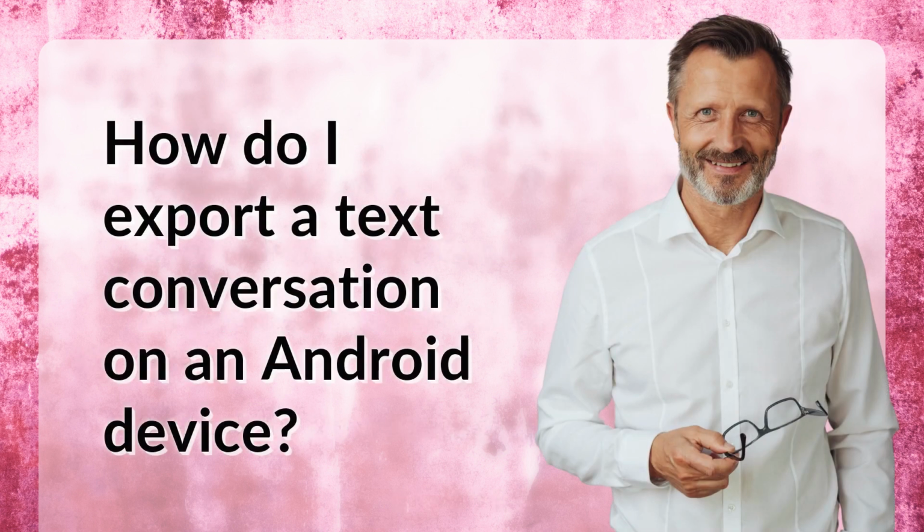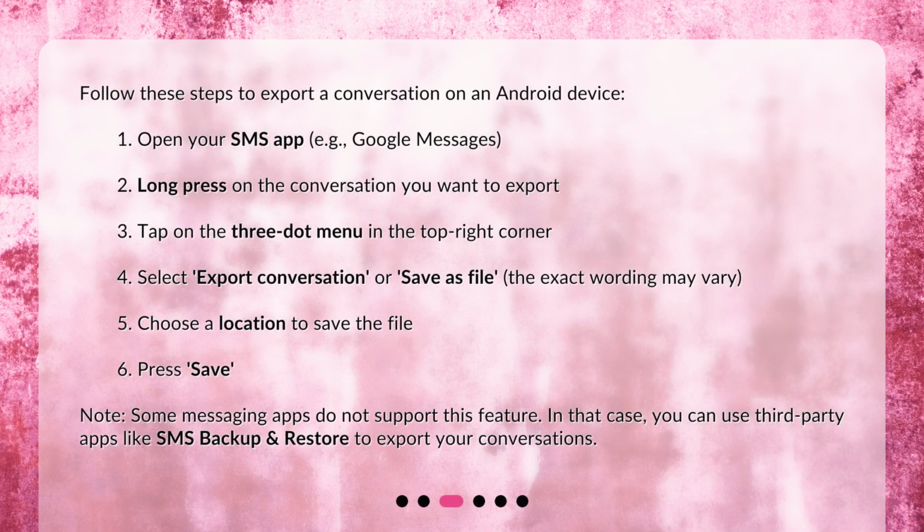How do I export a text conversation on an Android device? Follow these steps to export a conversation on an Android device. 1. Open your SMS app, e.g., Google Messages. 2. Long press on the conversation you want to export. 3. Tap on the three-dot menu in the top right corner. 4. Select Export Conversation or Save as File.